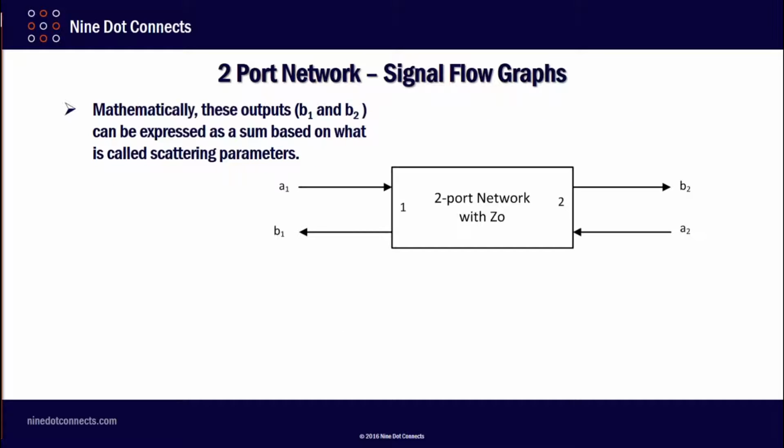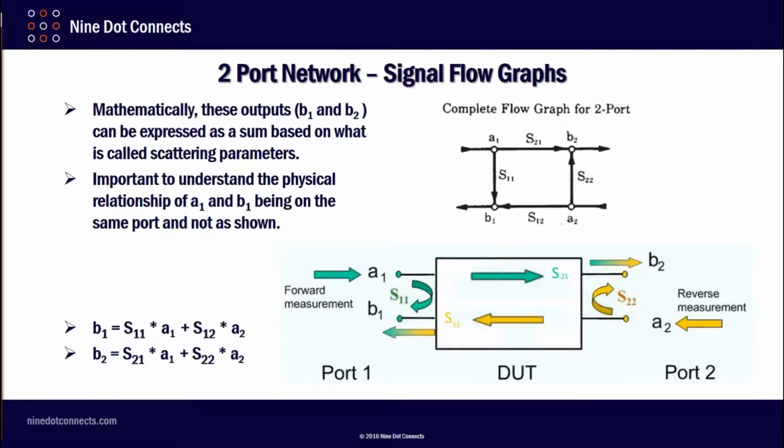Mathematically, these outputs, B1 and B2, can be expressed as a sum based on what are called scattering parameters. It is important to understand the physical relationship of A1 and B1 being on the same port and not as shown. I want everyone looking at this diagram to understand we're not talking about two different wires here. We're not talking about two different terminals. We're talking about one port. The port has both A and B on it simultaneously.